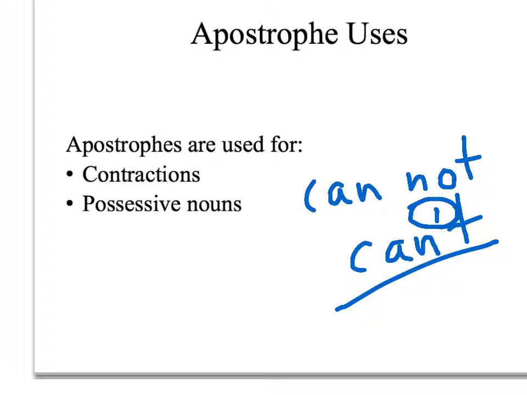You also use them for possessive nouns. If you want to say that it is the man's car, you would write man apostrophe s, and that's how you use apostrophe.